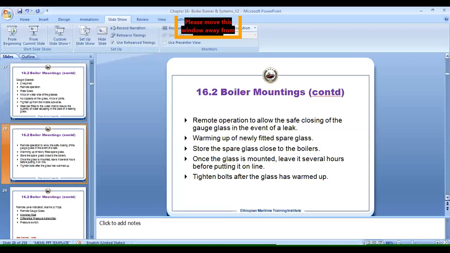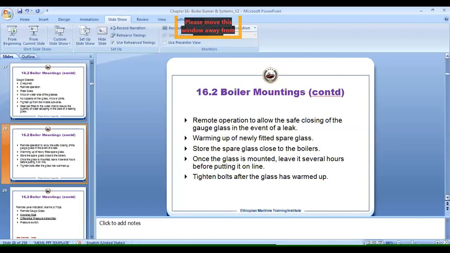When you're fitting a new gauge glass, especially this plate type of gauge glasses, they are quite thick. They need to be warmed up. So to warm it up, store the spare glass close to the boiler so that the gauge glass gradually comes up to the same temperature as the boiler water. And once the gauge glass is mounted, it should be left in place for several hours before putting it on line. And once it is warmed up, it should be tightened up.